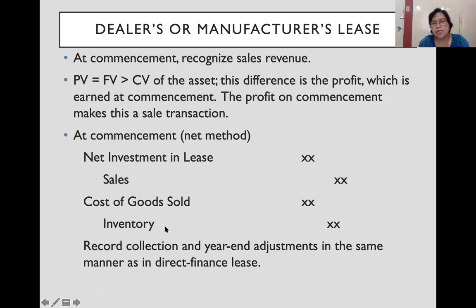Because this item is one that is carried in inventory, because this one is a dealer or a manufacturer, it is expected that the company uses the perpetual inventory system, because what is being leased out under dealers or manufacturers lease is inventory of significant amounts. So, we debit cost of goods sold and credit inventory. Now, all other entries for the collection of the finance lease receivable and the year-end adjustments for the accrual of interest will be the same as in direct finance lease.